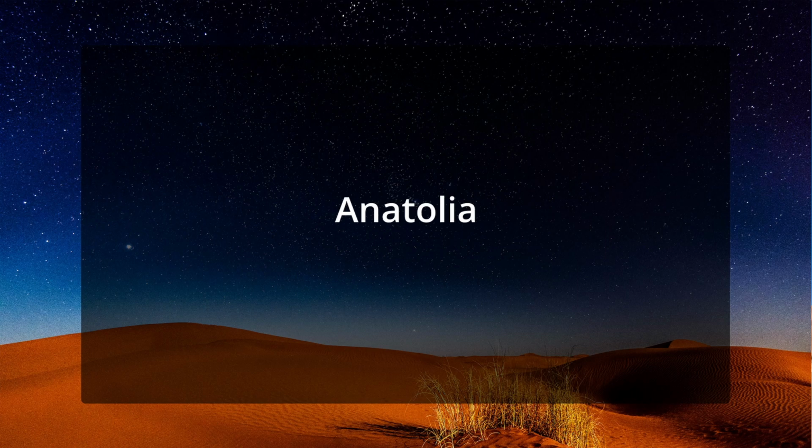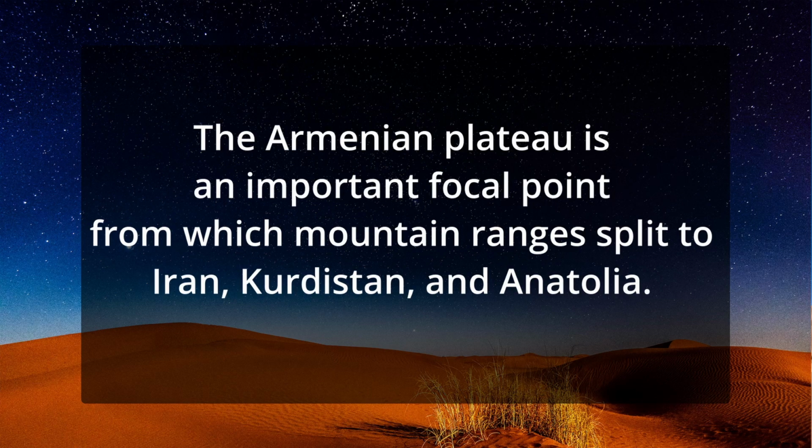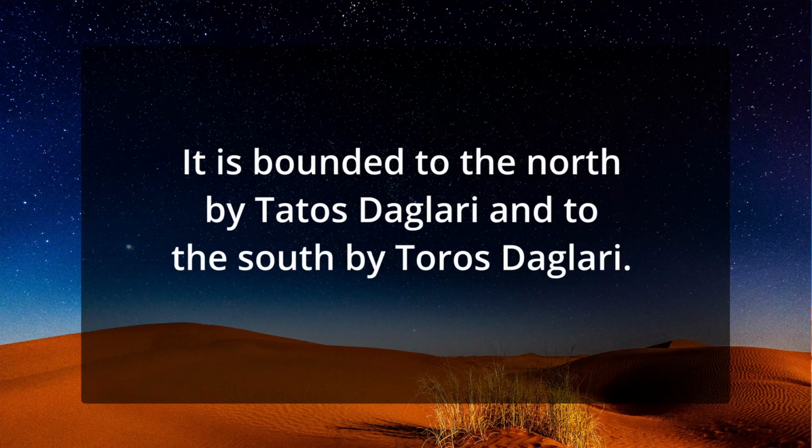Now, coming to Anatolia. The Armenian Plateau is an important focal point from which mountain ranges split to Iran, Kurdistan, and Anatolia. They surround high plateaus, the largest of which is the interior of Anatolia. It is bounded to the north by the Tatos Daglari, and to the south by the Toraz Daglari.